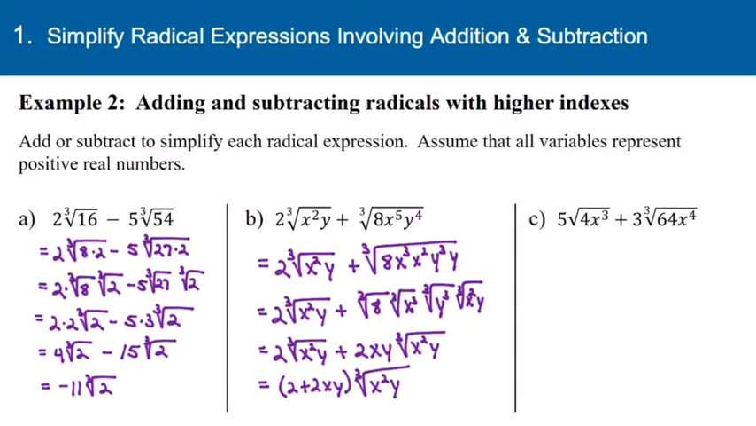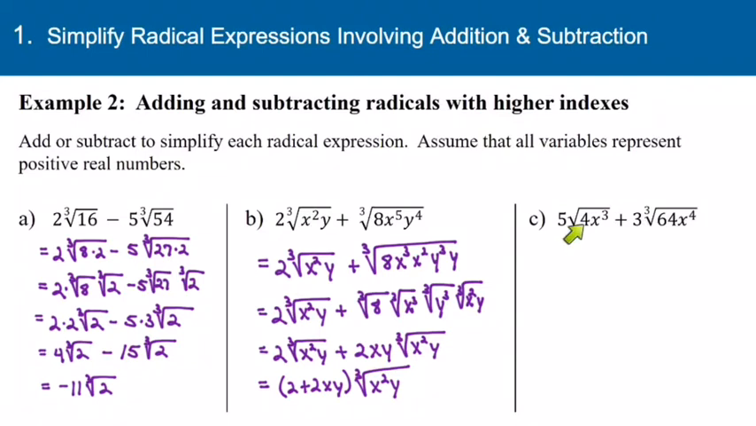Okay, now on part C, we have 5 square root of 4x to the third plus 3 cube root of 64x to the fourth. Now we can simplify both of these radicals, and we should do that, but we are not going to be able to combine these into one because this one is a square root and this one is a cube root. Let's go ahead and do what we can though.